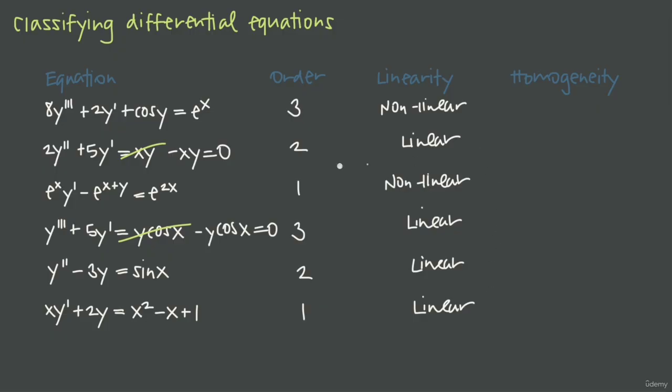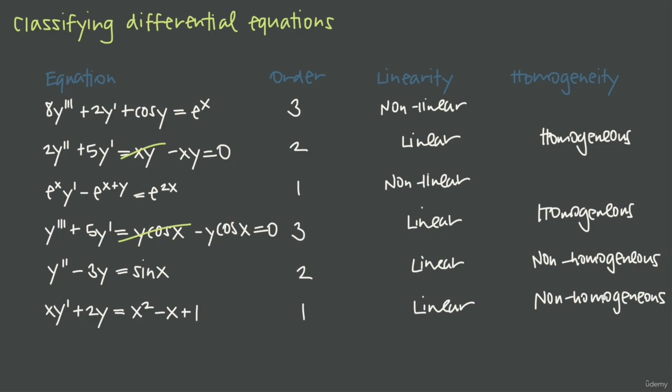So we can see right away that the second equation here and the fourth equation here are homogeneous because their right-hand sides are equal to 0. So we'll call this homogeneous, and the fourth equation as well. But the last two equations, where we have sine of x on the right side and x squared minus x plus 1 on the right side, because those values are non-zero, we call them non-homogeneous equations. So we'll say that these are non-homogeneous.